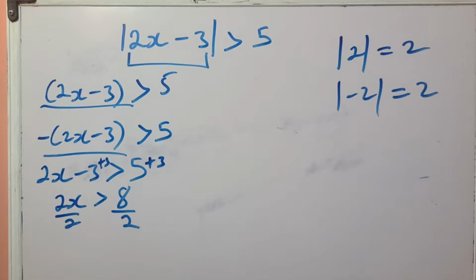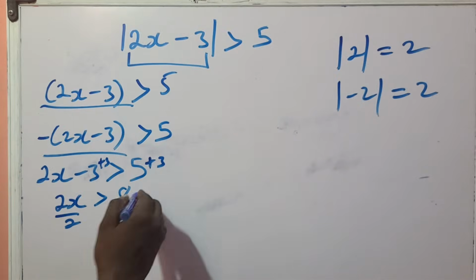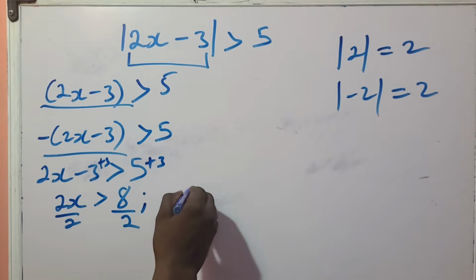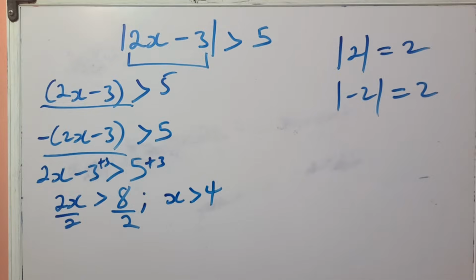So in this case, the direction of the inequality remains the same. But if you had to divide through by a negative number, the direction of the inequality would have to change. So in this case now, since we are dividing through with a positive number, we will be having x greater than 4 as our final answer.